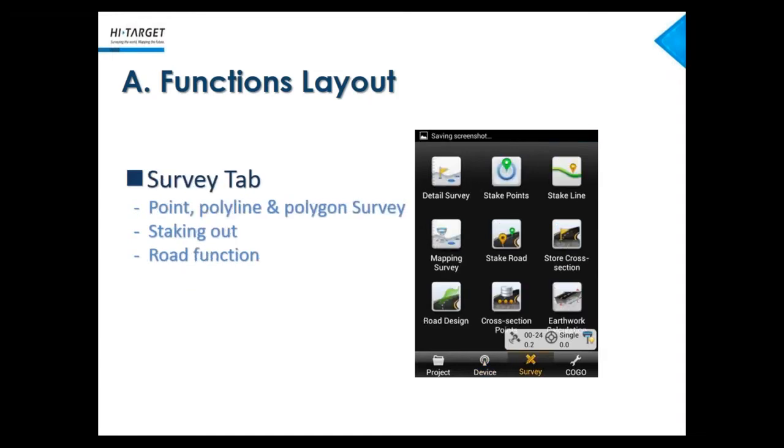And the third tab is the survey tab. And this is the main function for the HiSurvey app. So you can collect not only points but also polyline, polygon. And also you can stake out the points, stake out lines. What is more, we support the row function. As we all know, this app name is HiSurvey Row. And for the row function, I will also introduce it later.